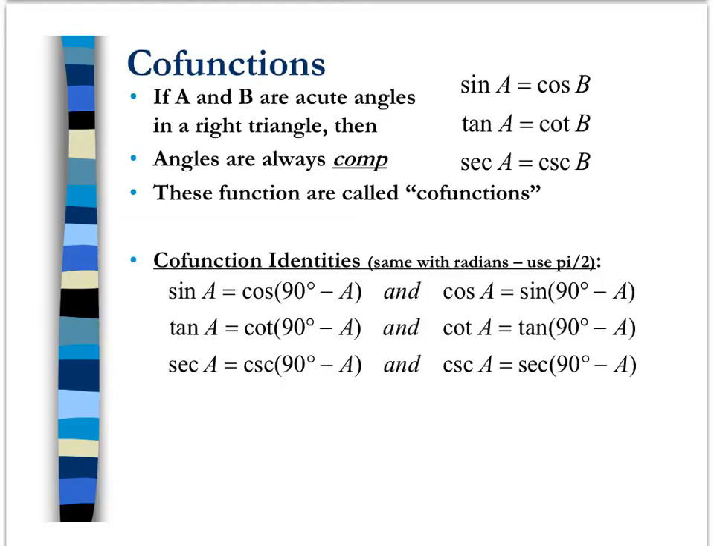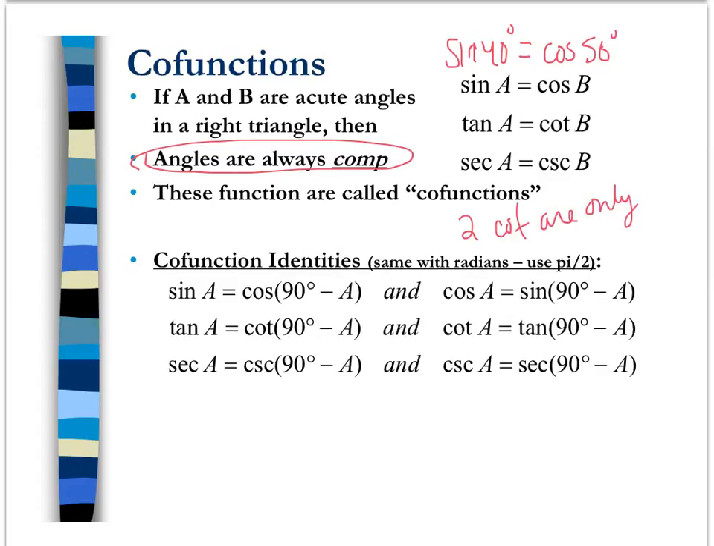Cofunctions can be used to rewrite one function in terms of another. Sine goes with cosine, tangent goes with cotangent, and secant goes with cosecant. Properties of our cofunctions is that the two angles are always complementary. So for example, if I had sine of 40 degrees, that would be equal to cosine of 50 degrees. So two cofunctions are only equal if their angles are complementary.